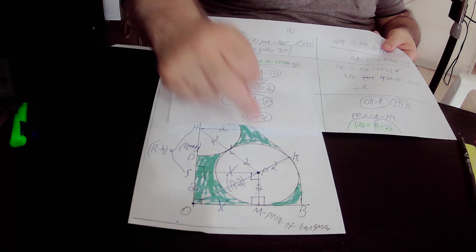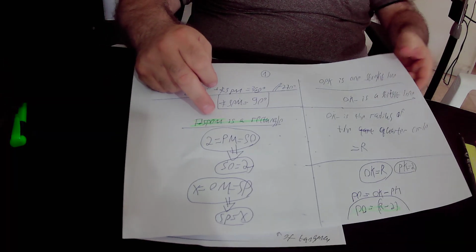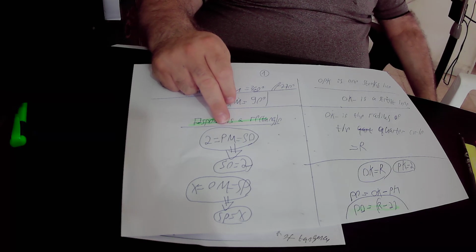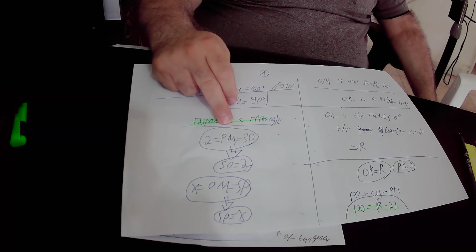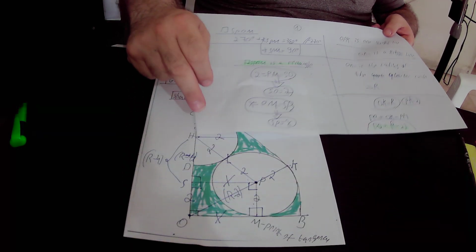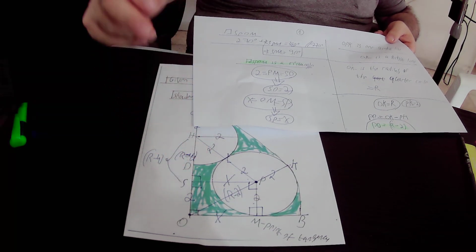But PM equals 2 units. It is the radius of the circle. So we can write that PM equals 2, and from 2 equals PM equals SO, we derive that SO also equals 2 units.